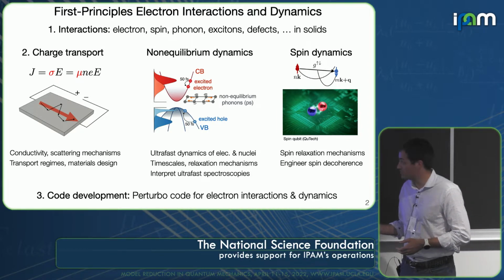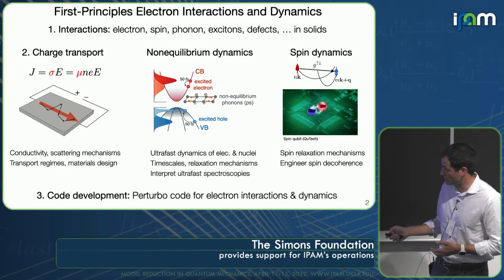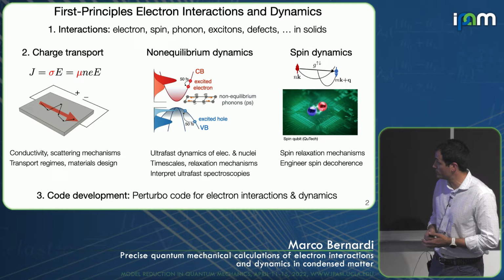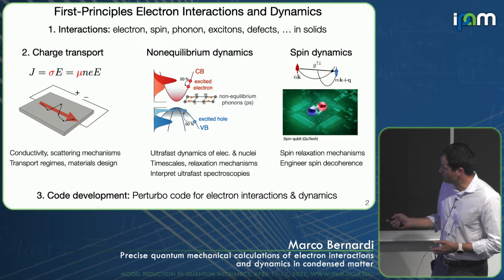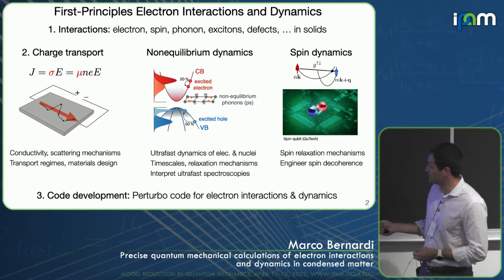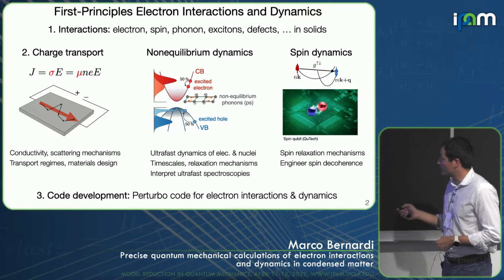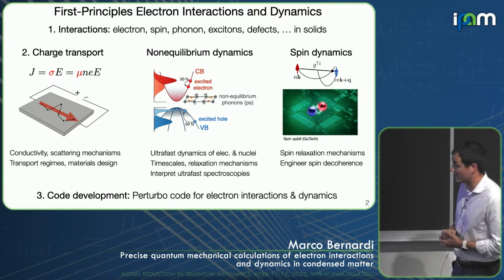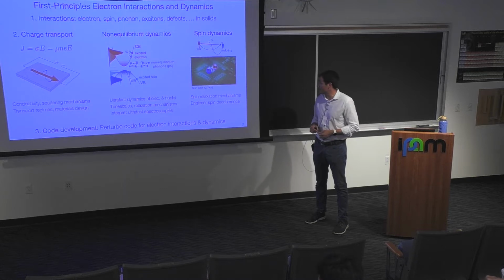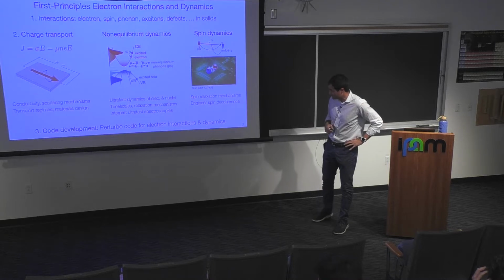One of them is charge transport, where we try to accurately predict the electrical conductivity and the scattering mechanisms that govern it in various classes of materials. Another topic which I will not discuss extensively today, we study materials excited out of equilibrium and the ultra-fast dynamics that follows. And a more recent effort that I will discuss today is studying spin dynamics in materials, which is a topic that has both fundamental and applied reasons for being studied and interesting.